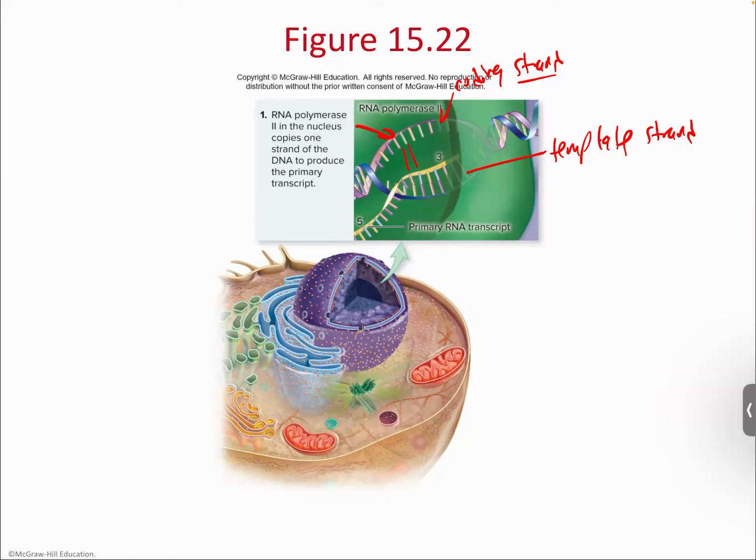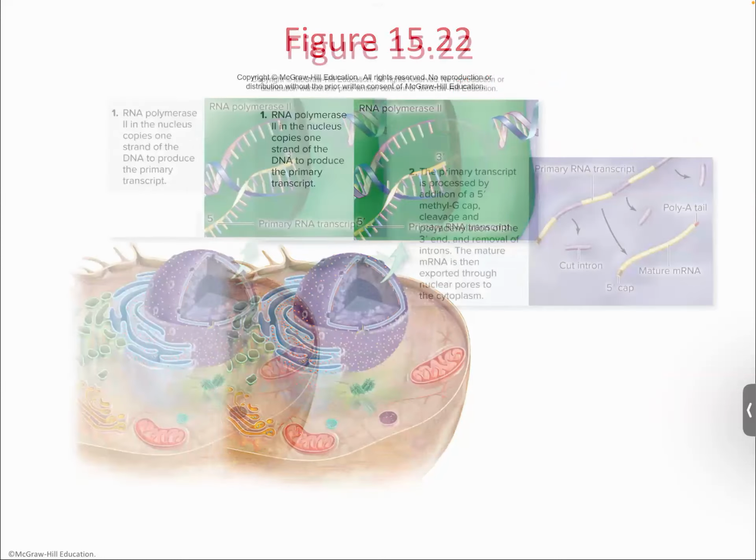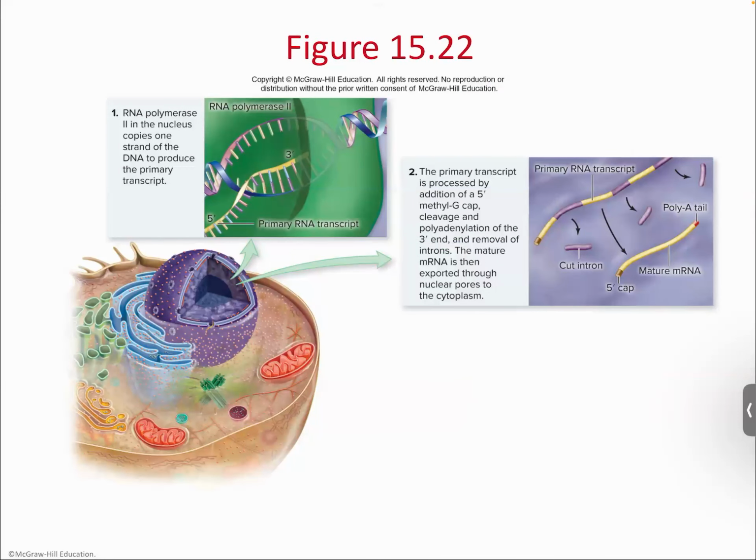And that kind of throws students off. So you basically go through your transcription, and then once you transcribe your transcript, remember it's premature at this point. So it's pre-mRNA. And at this point, you've got to modify your RNA. You've got to cap it, you've got to tail it, and you've got to splice it. And then ultimately, you're going to create your open reading frame.